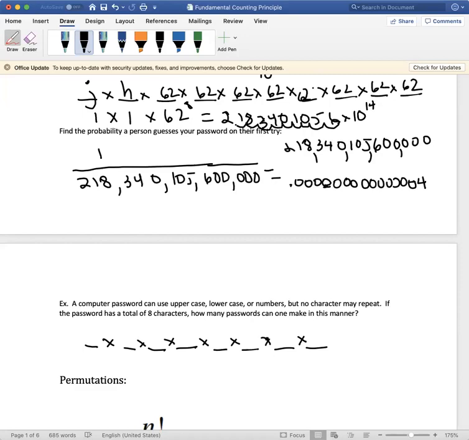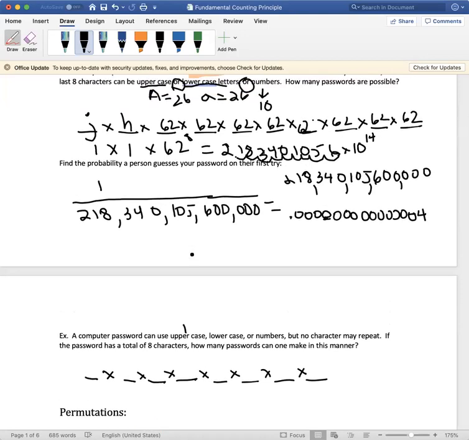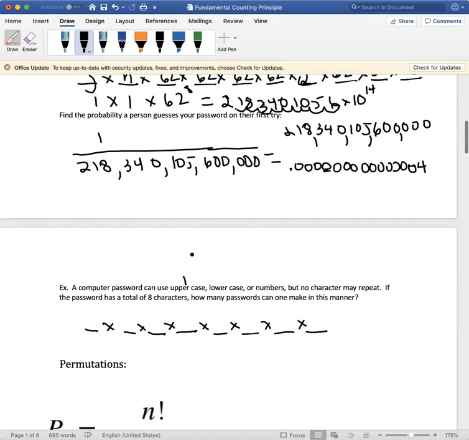Well, as we saw from above, for uppercase letters, we have a possibility in the English alphabet, right? It also depends on which alphabet you're using. We have 26 characters for uppercase letters. Lowercase, we also have 26. And then for numbers or digits, we have a total of 10 digits, right? 0 through 9. So that's giving us 62.